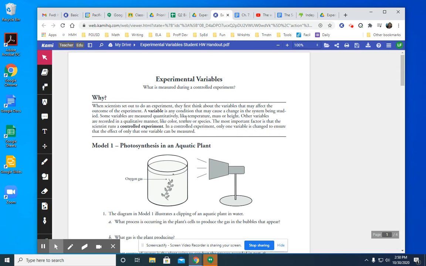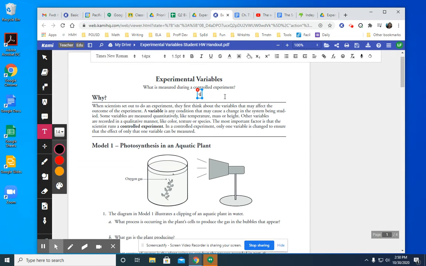What is measured during a controlled experiment? When scientists set out to do an experiment, they first think about the variables that may affect the outcome of the experiment. A variable is any condition that may cause a change in the system being studied. Some variables are measured quantitatively, like temperature, mass, or height. So a note, quantitatively means with numbers. Okay, quantitatively means with numbers.